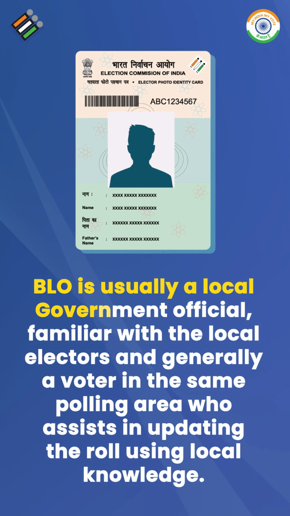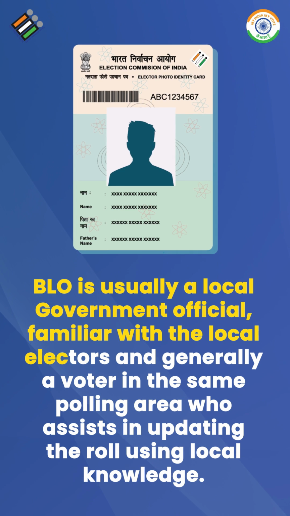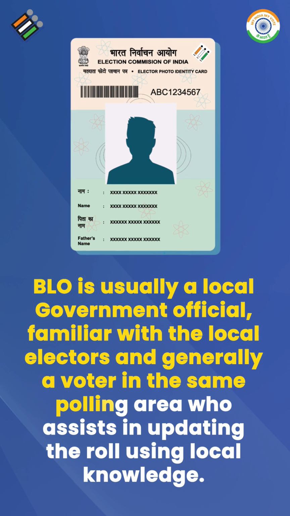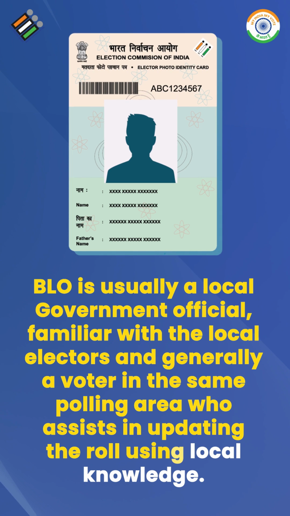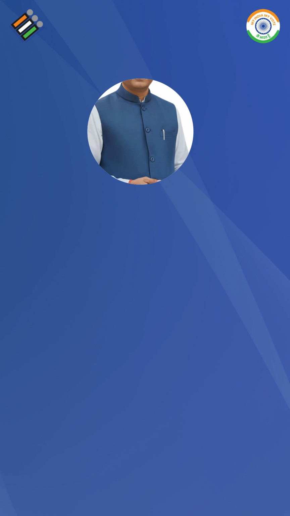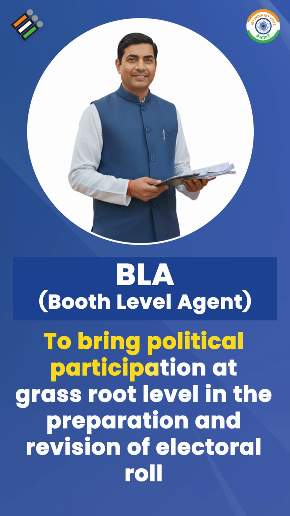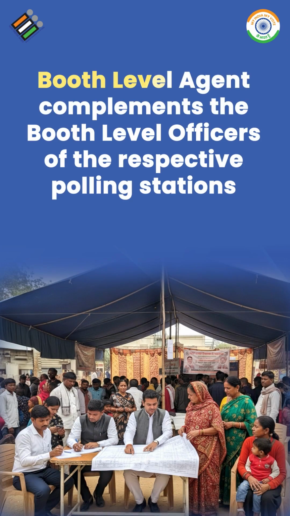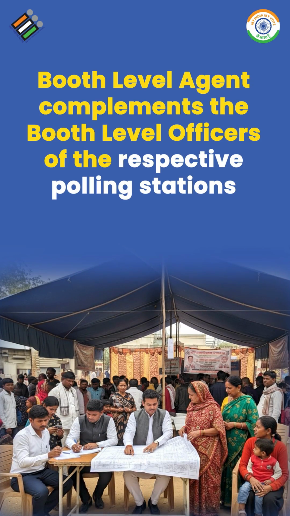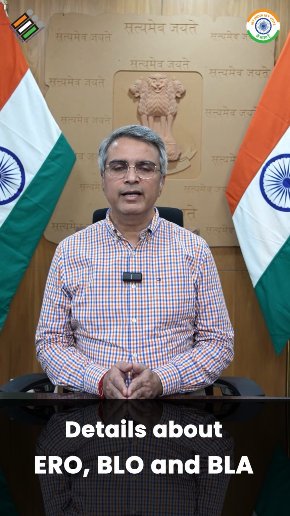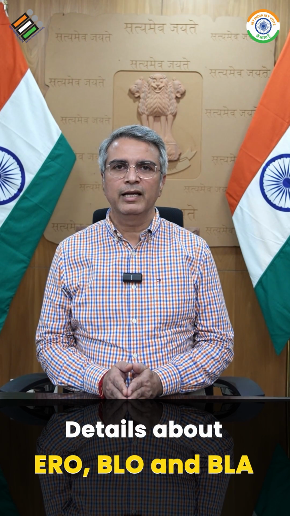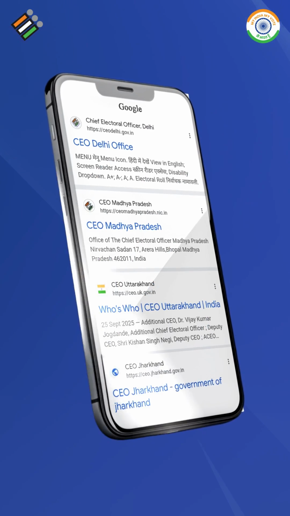BLO is usually a local government official, familiar with local electors and generally a voter in the same polling area who assists in updating the roll using local knowledge. You may also be aware about BLA, Booth Level Agent, who is appointed by recognized political parties for specific polling stations to bring up political participation at grassroots level in the preparation and revision of electoral roll. Booth level agent complements the booth level officer of the respective polling stations. You can get details about ERO, BLO and BLA from the website of Chief Electoral Officer of the state.